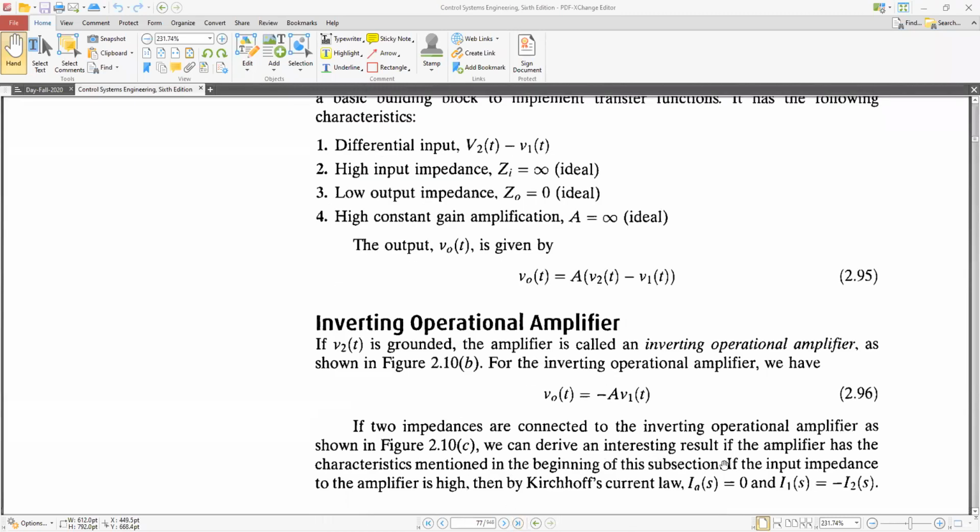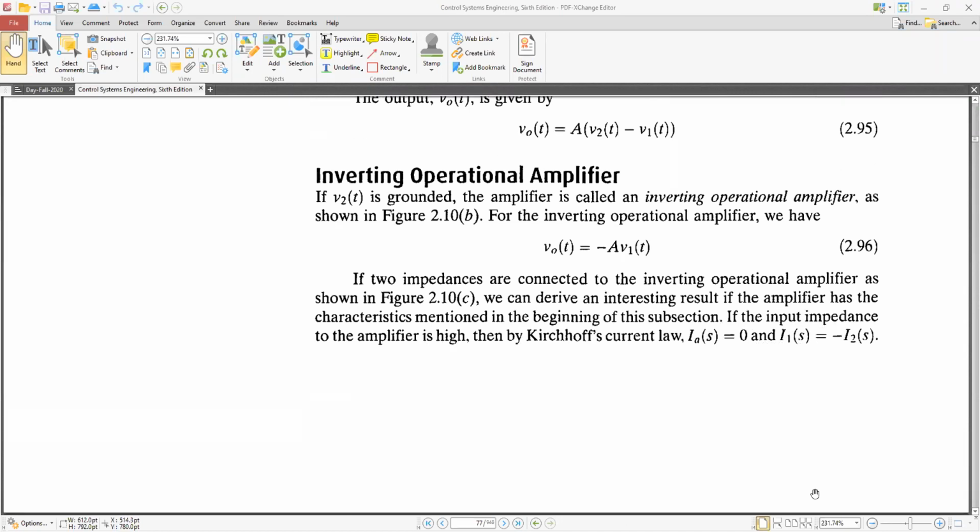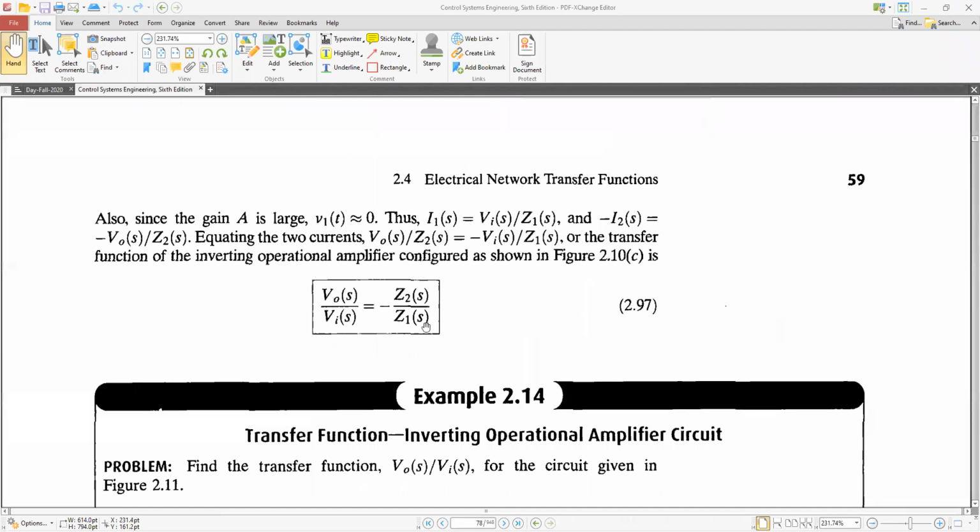We can derive an interesting result if the amplifier has the characteristics mentioned in the beginning of this subsection. If the input impedance to the amplifier is high, then by Kirchhoff's current law, I is equal to 0 and I1 is equal to minus I2. So finally the output would be V naught by Vi is equal to minus Z2 by Z1. Just remember this final equation.